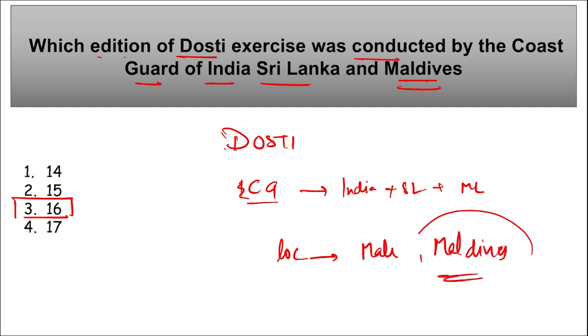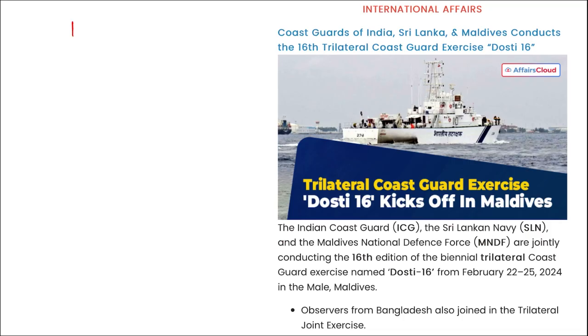Right? This is the exercise where it was conducted, and in this, 3 nations took part, we have seen. Then the next question that can be asked is, from the Indian side, which Coast Guard ship took part? So it was ICGS Samarth. Let me write it here. ICGS Samarth took part here, right?